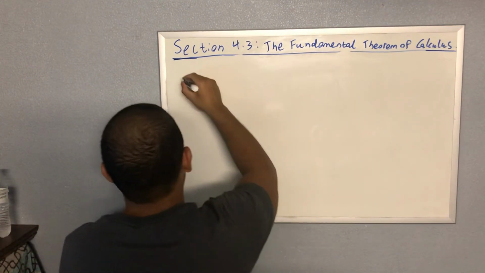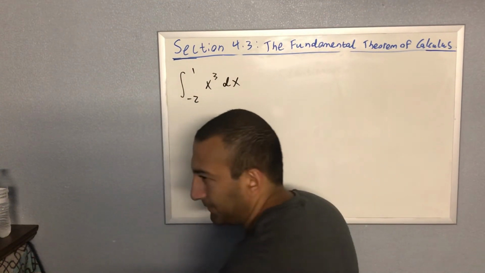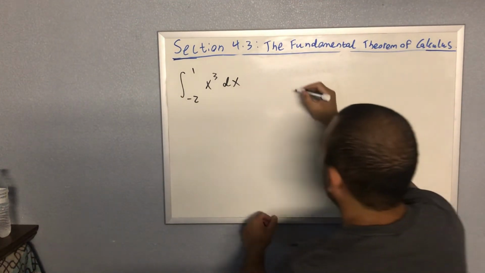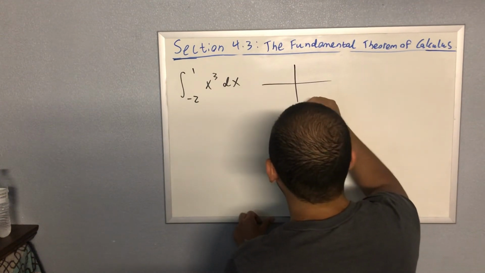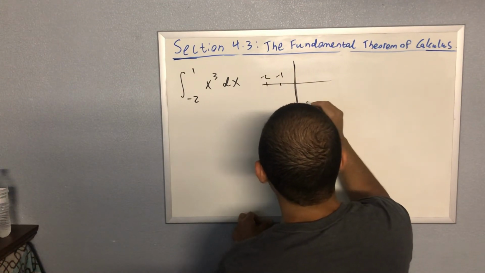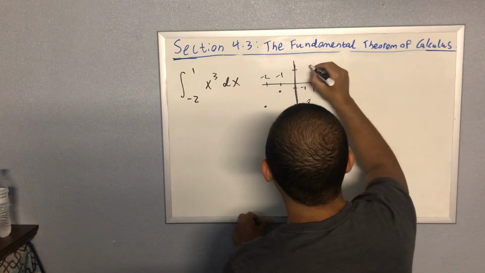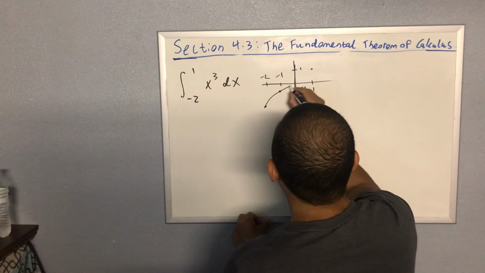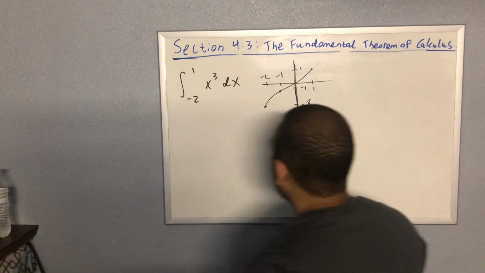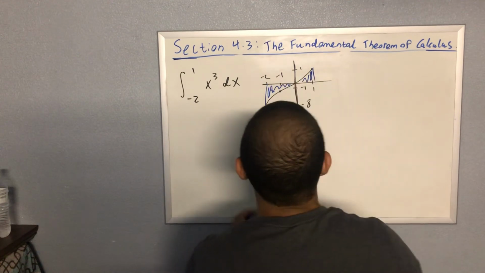So let's find this. Again, what is this asking us? Well, we have the function x cubed. It will look like this. At -2, it's down at -8. At -1, it's at -1. Then at 1, that's at +1. So the function looks like this, and we're interested in getting the area, the net area, basically. So we want this area, the net area.